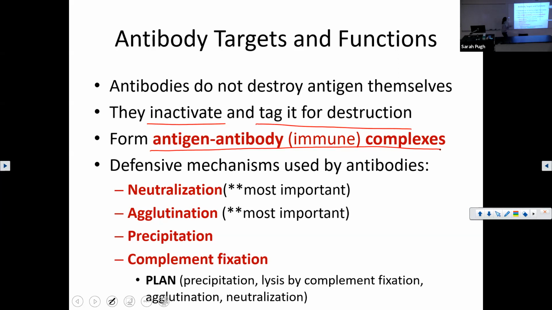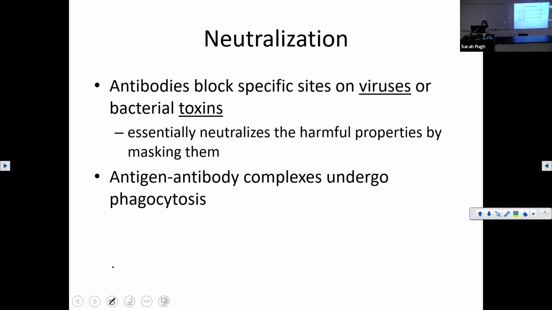From there, how that foreign antigen will be destroyed is one of the 4 ways I have listed here. Okay, so once it's flagged for destruction, once an antibody binds to it, it can be killed by what's called neutralization. It can be killed by agglutination, precipitation, or complement fixation. So I'm going to walk you through what each of those means.